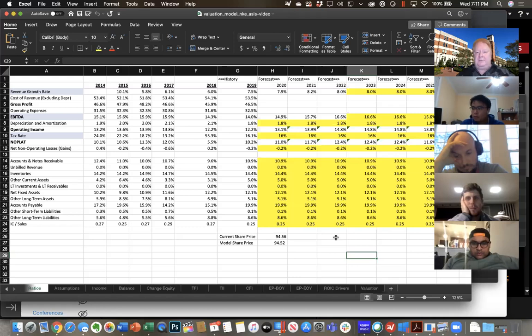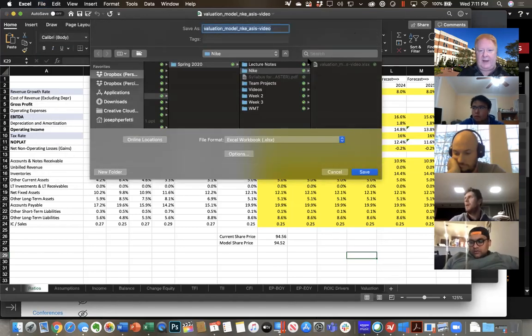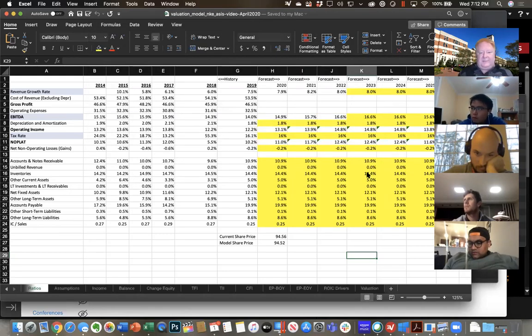So what I want to do, and this is going to cover two pieces, set us up for next week, as well as set you up for your group projects, is talk about how we would update this model for today. Okay, so essentially, I'm going to save this file, and we're just going to call this April 2020 as is. Okay, so I can start making changes.